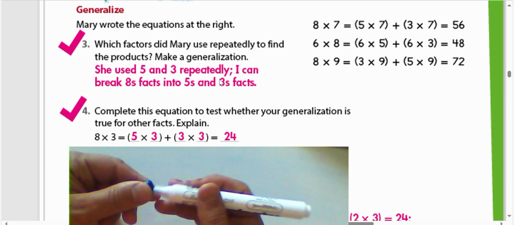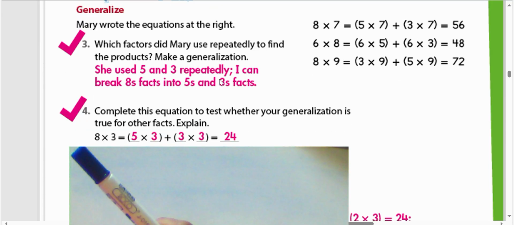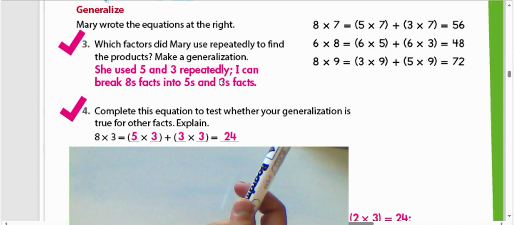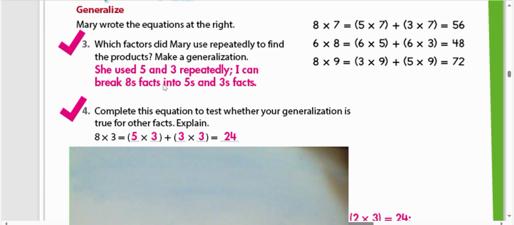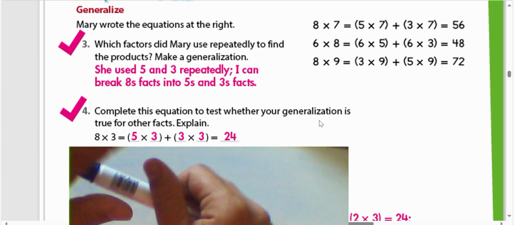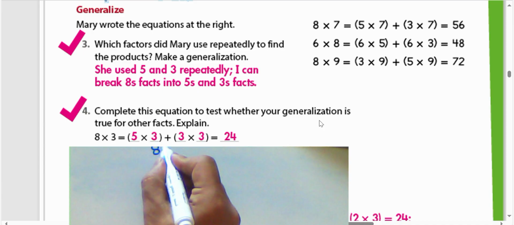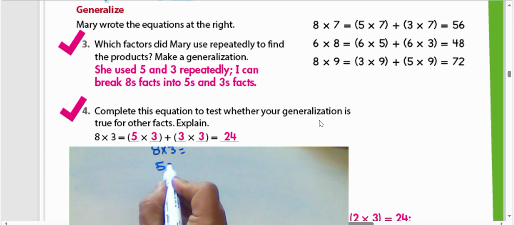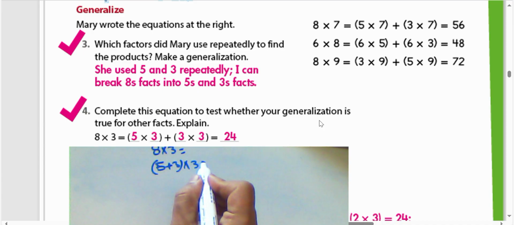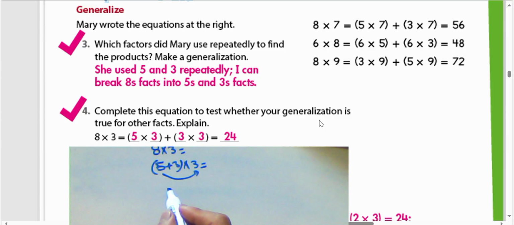Which factors did Mary use repeatedly to find the product? Example here, look with me, 8 equal 5 plus 3. She used distributive properties. Used 5 and 3 repeatedly. I can break 8's factors into 5 and 3 facts. Complete using the equation. Using the method, we can write 8 equal 5 plus 3. Add steps here. 8 times 3, where 8 equal 5 plus 3, multiplied by 3. Then using distributive properties.